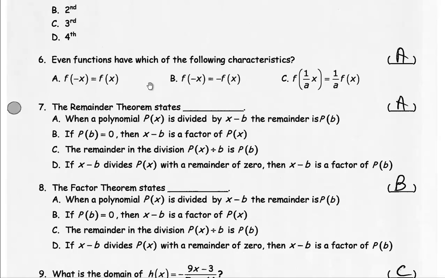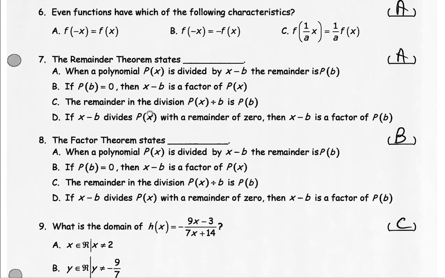For number 6, even functions have which of the following characteristics? And A is the correct answer here. Even functions are symmetrical about the y-axis. And so if you evaluate the function at a negative x value, you get exactly the same as if you evaluate it at the positive counterpart to that, f of x. So f of negative x equals f of x. This is the description of an odd function, if f of negative x equals negative f of x. And this really doesn't have much to do with even or odd at all.